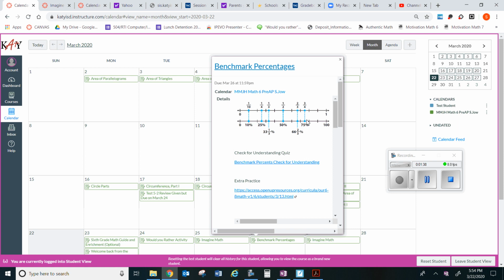How many tenths go into one whole? 10 times. And then we also have 1/3, which is 33 and 1/3%, and 2/3, which is 66 and 2/3%.